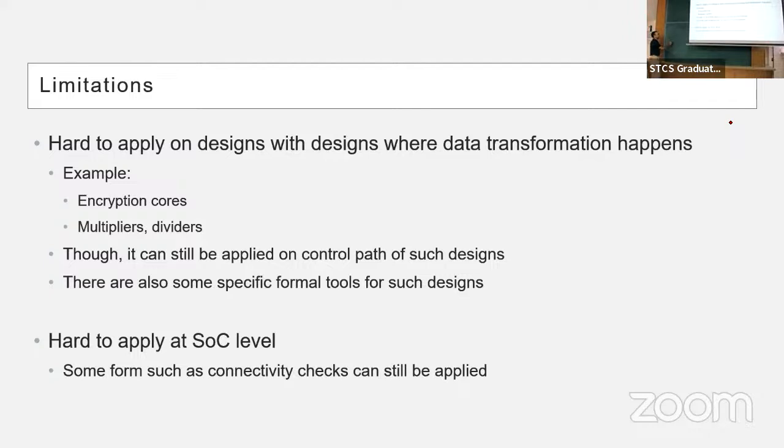So earlier I took this example of the AES engine. I said let's not worry about the AES core itself. The reason is that typically the tools available do not perform well with these kinds of designs. But still, we can verify the control part of these, and control is like when, and what registers.